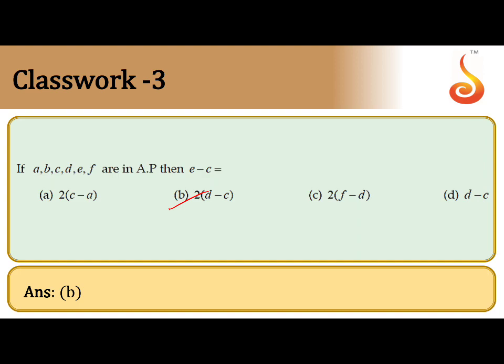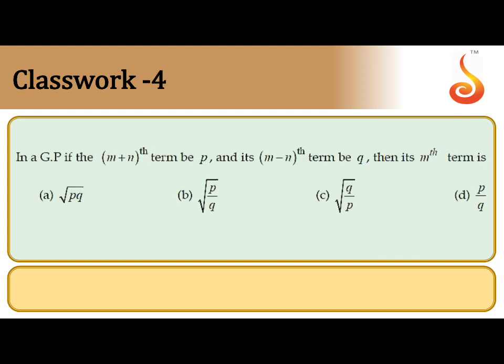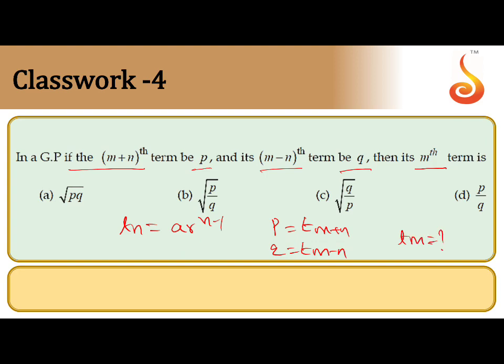The next question. This is a GP problem. The m plus nth term is p, the m minus nth term is q. What is the value of the mth term? Generally in GP, the nth term is a into r power n minus 1. So they are given p equals t of m plus n and q equals t of m minus n. They are asking the value of the mth term in terms of p and q. So I will solve it in the next page.